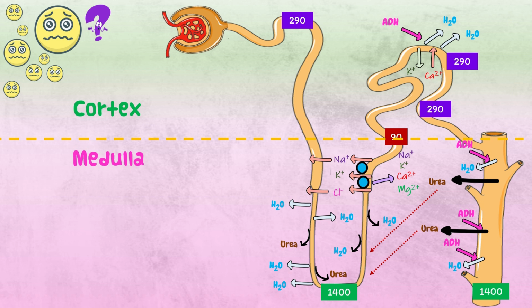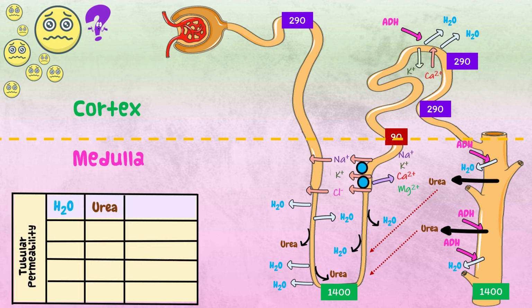But before we start them, let me point out some key features for you. The thin descending limb is permeable to water, but impermeable to urea, whereas the ascending limb is impermeable to water, but permeable to urea. The distal tubule and cortical collecting duct are impermeable to urea. But remember that the medullary collecting duct is relatively permeable to urea.